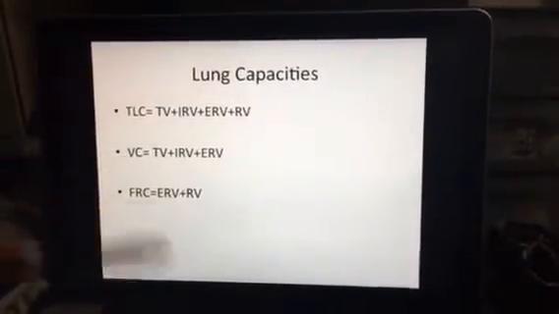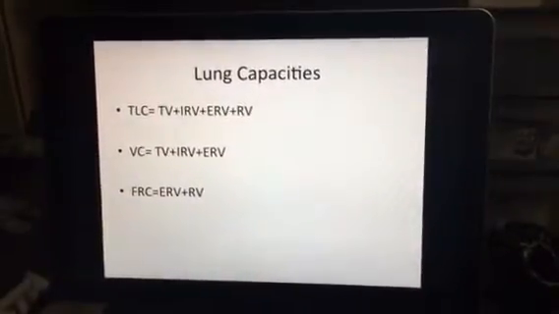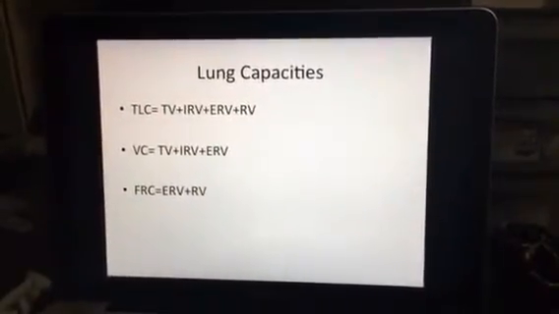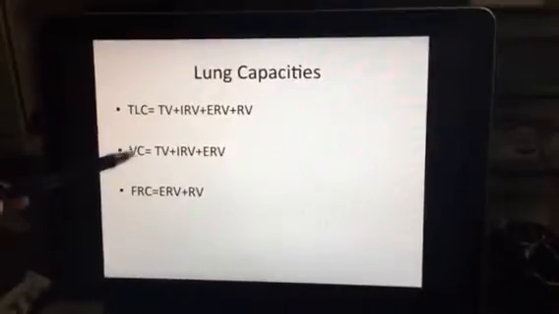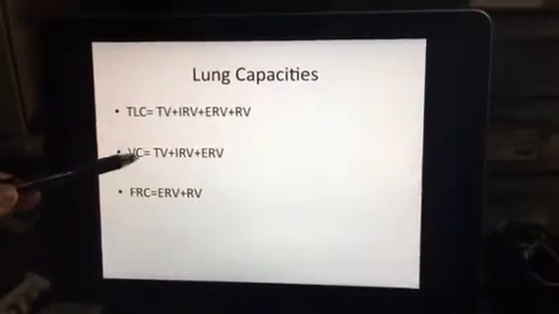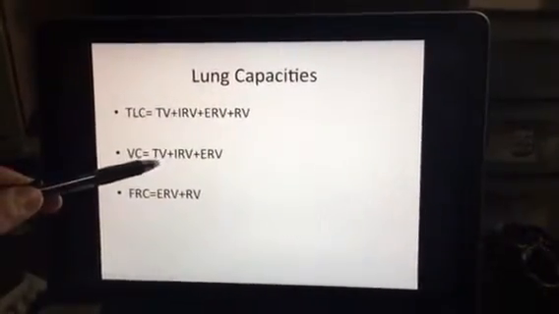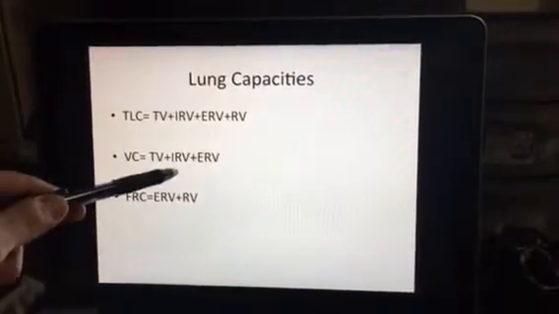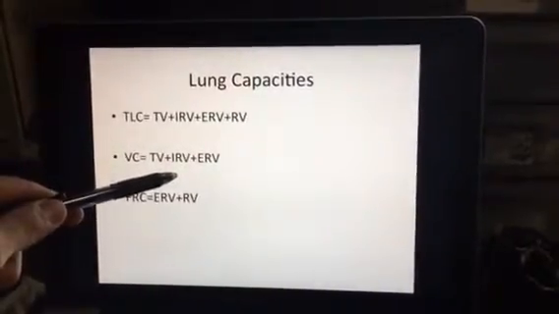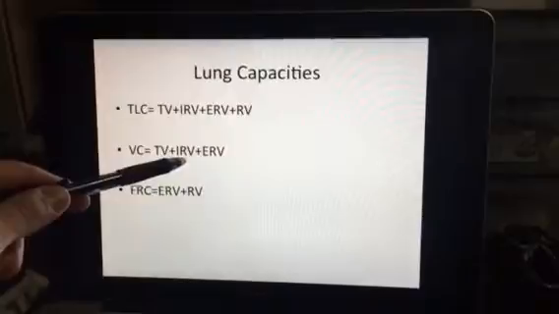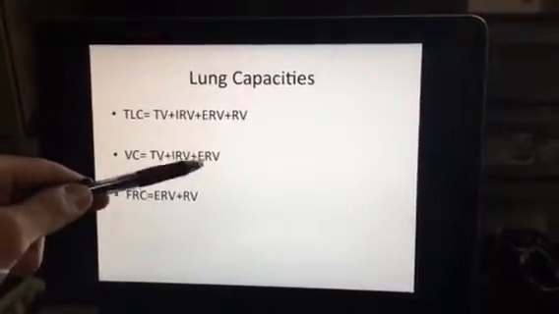Vital capacity. That is the max amount expired after max inspiration. Vital capacity is equal to tidal volume plus inspiratory reserve volume plus expiratory reserve volume.